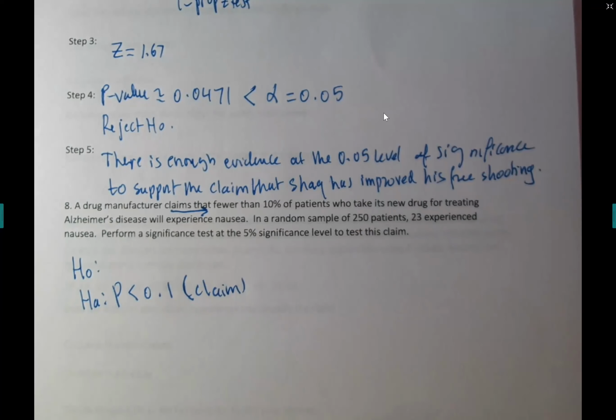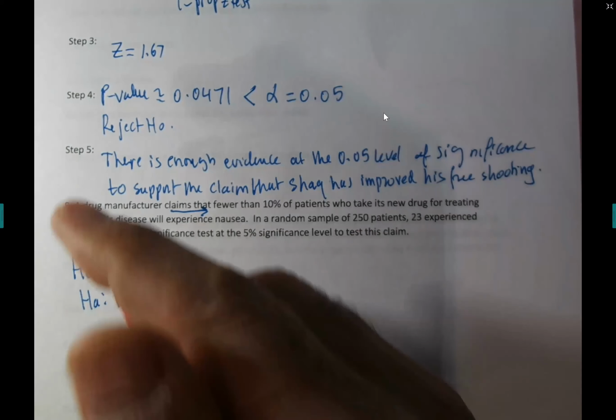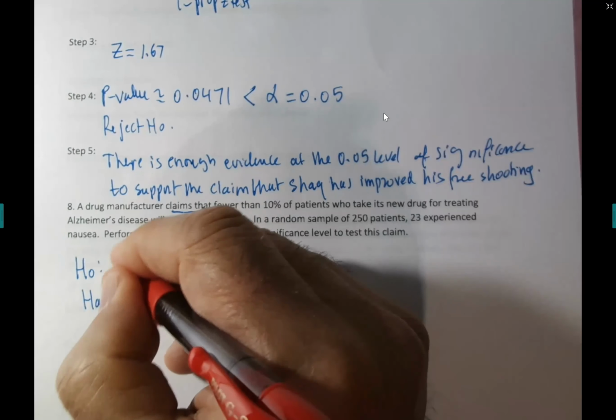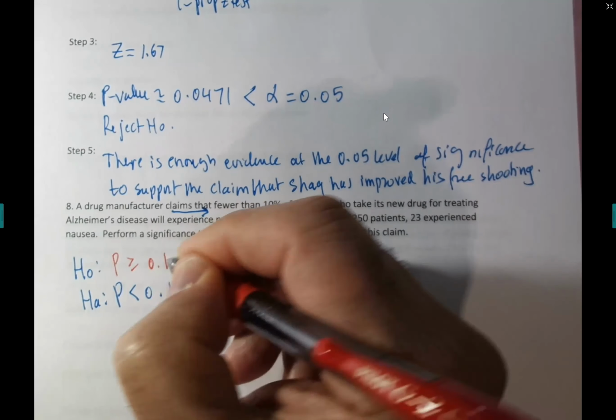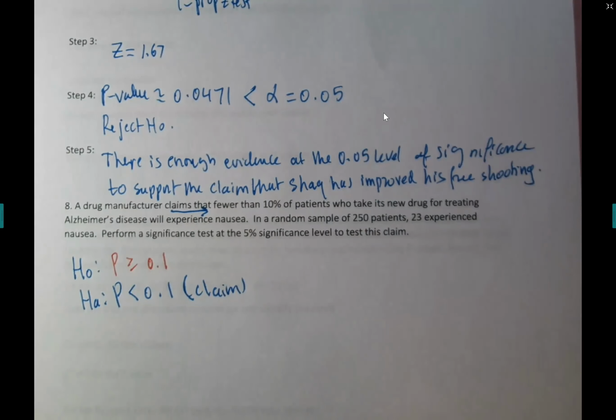And then the null hypothesis is going to be the other side. Less than 10% of patients who take its new drug for treating Alzheimer's disease will experience nausea. So they're saying that of people who take their new drug to treat Alzheimer's, only less than 10% will have nausea as a side effect of taking the medication.